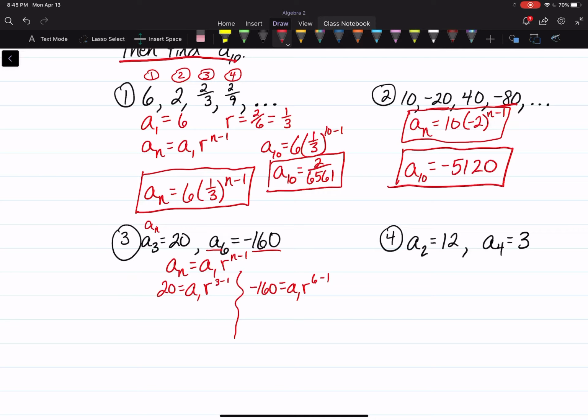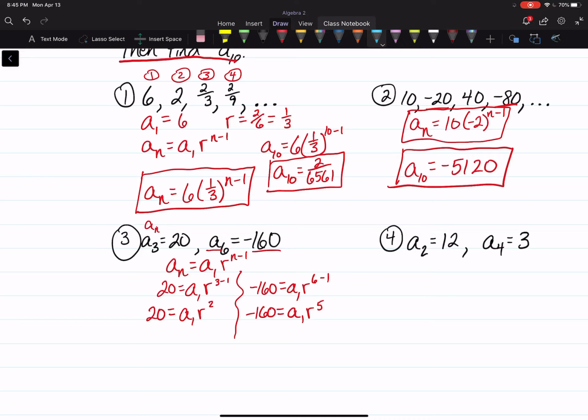And basically we simplify these. 20 equals a sub 1 times r squared. Negative 160 equals a sub 1 times r to the 5th. And here is where we do a little bit.